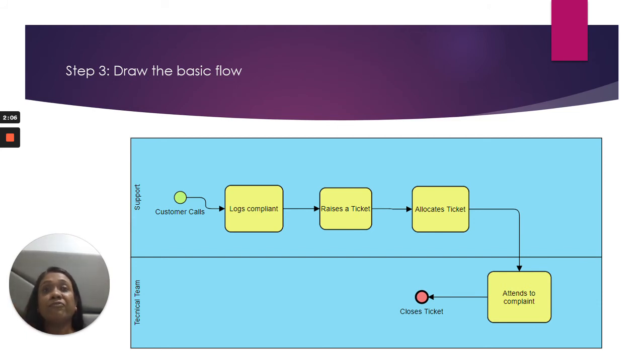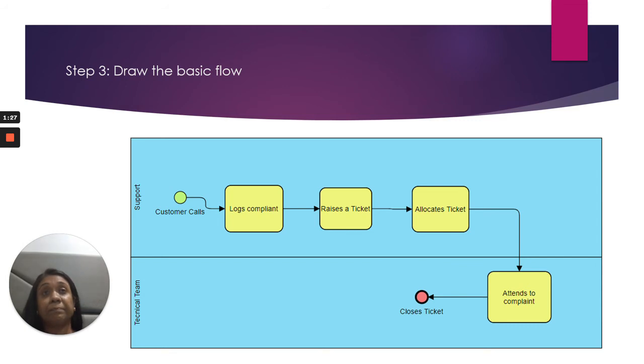Each of the tasks performed by the support team and the technical team are shown as square-shaped boxes. So the support team logs the complaint, raises a ticket, allocates the ticket, and the flow then moves to the technical team swim lane. You see, when a task that is performed by the technical team comes into the picture, the flow automatically moves to the technical team swim lane. So the technical team attends to the complaint, or you can say fixes the issue, and finally closes the ticket. The close event is again shown in the form of a circle which has a thicker boundary. So these notations you have to remember in a process flow diagram.